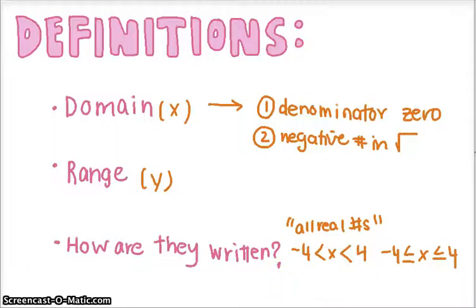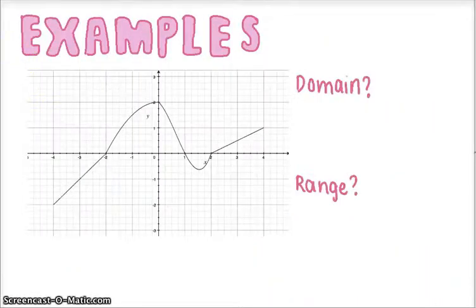And the last way you can write domain and range is with brackets or parentheses. So if you have a normal parenthesis and write (-4, 4), this means the same thing as the inequality above, and it just means any number between -4 and 4, but not including -4 and 4. But if you want to include those two numbers, like in this inequality, then you're going to use brackets, [-4, 4].